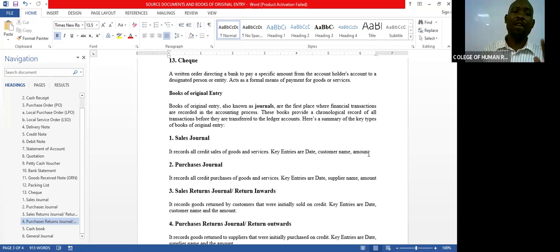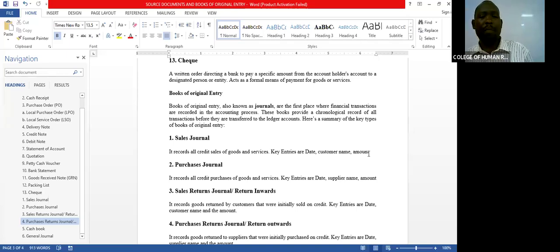If it is cash sale, it cannot be recorded here. If it is credit sale, but for non-goods, I mean fixed assets. If we sell a motor vehicle, if we sell a building, if we sell our land, those are not goods. Those are not the items that we normally stock to sell. So they will not come here. It is only the credit sale of the stock items.